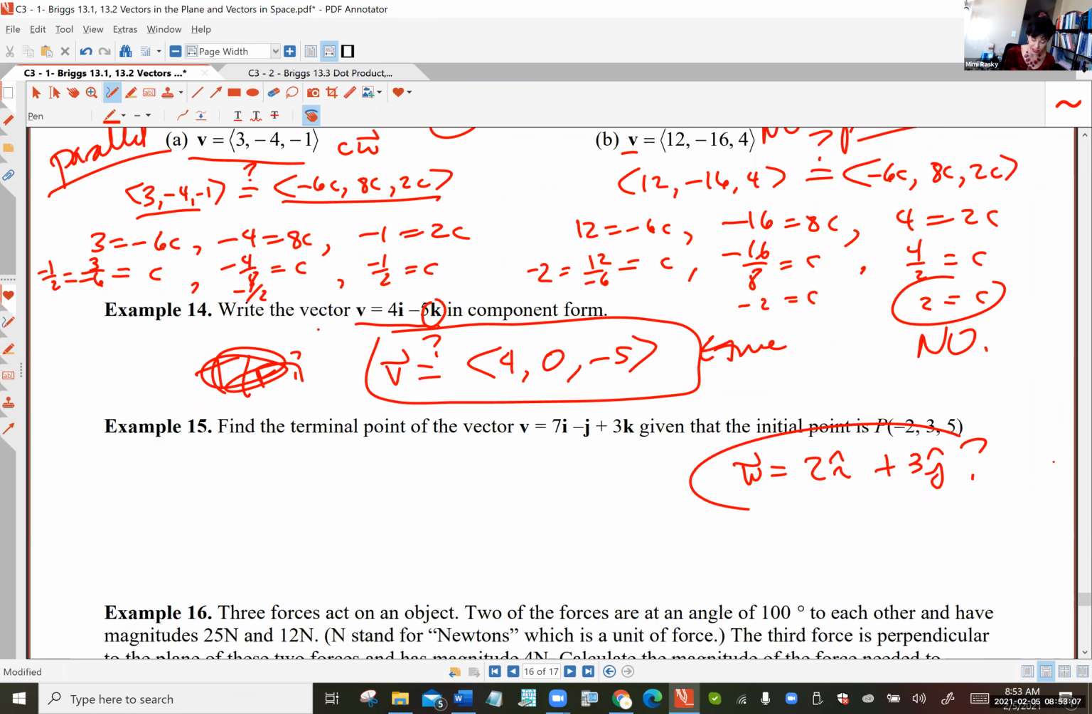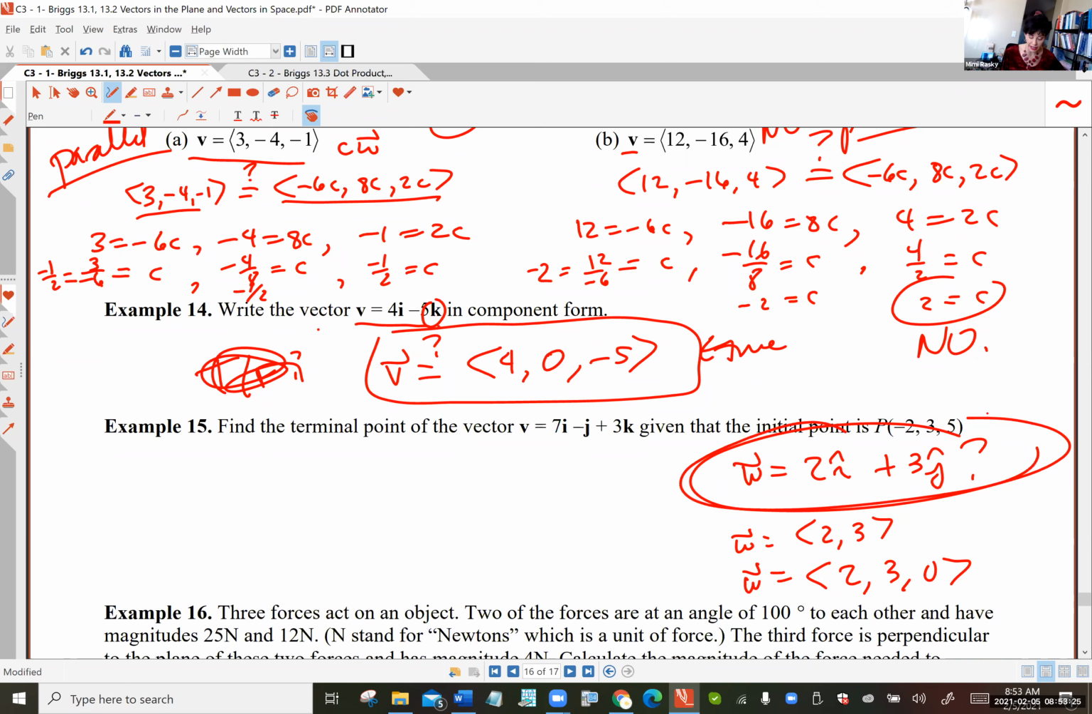So this is very confusing, because if it were a 2D vector, then it wouldn't have a third component. On the other hand, if it were a 3D vector, then the component form would be 2, 3, 0. Is it clear why there could be a confusion with the linear combo format here?